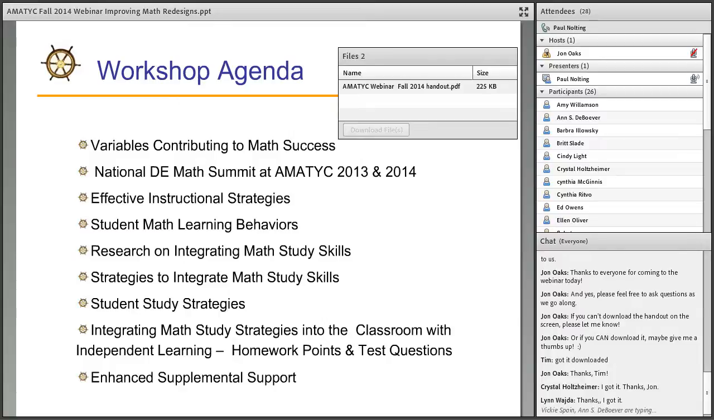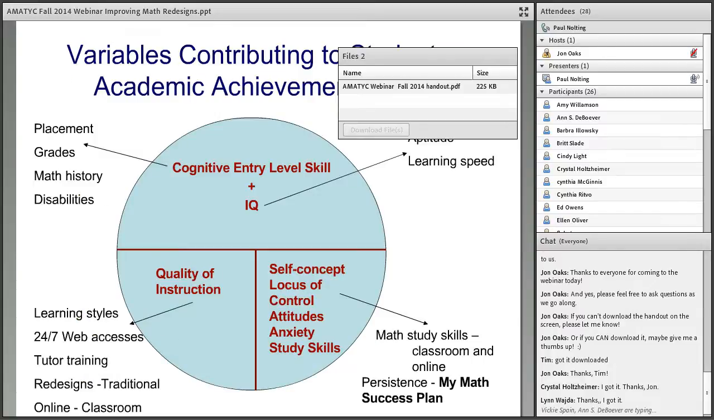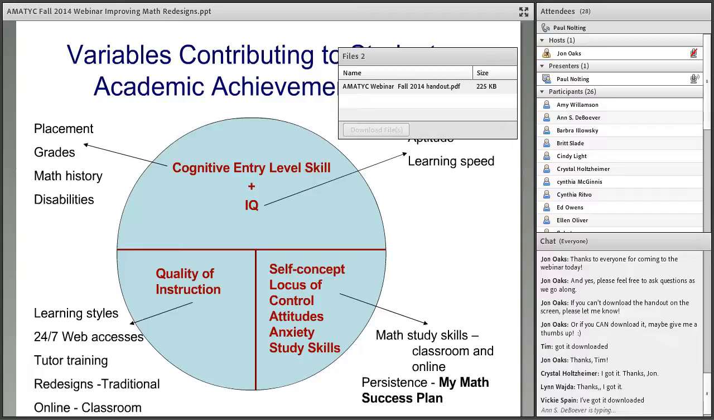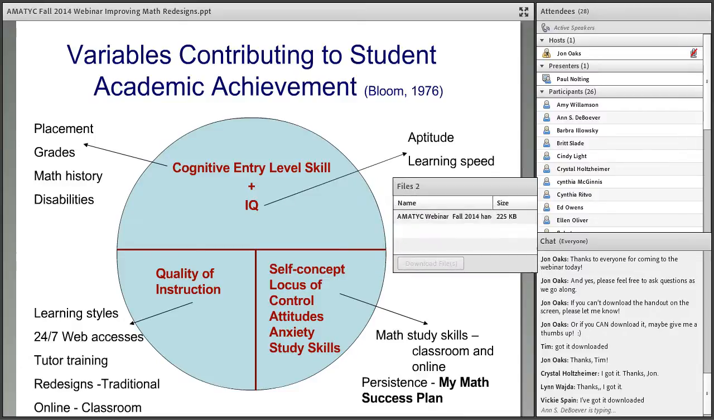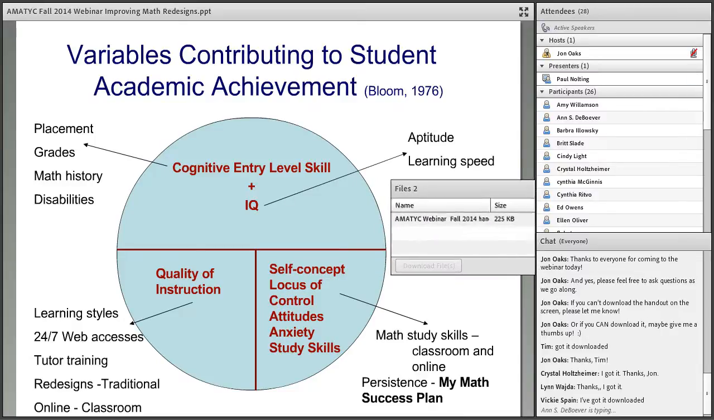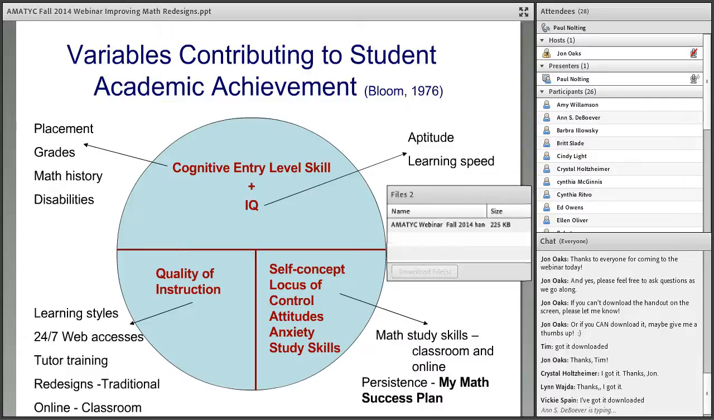So let's go to the next slide. This is my famous slide. Everybody's seen this if you worked with me. If not, this is the big picture. This is Benjamin Bloom's slide, basically. As soon as a student walks into any type of classroom situation, 50% of their grade has been determined. That's this part up here, the cognitive entry skills and IQ.